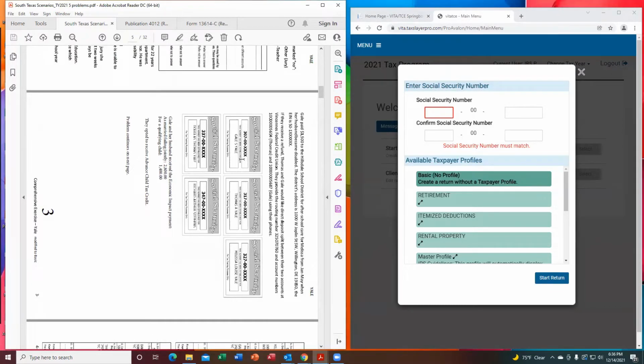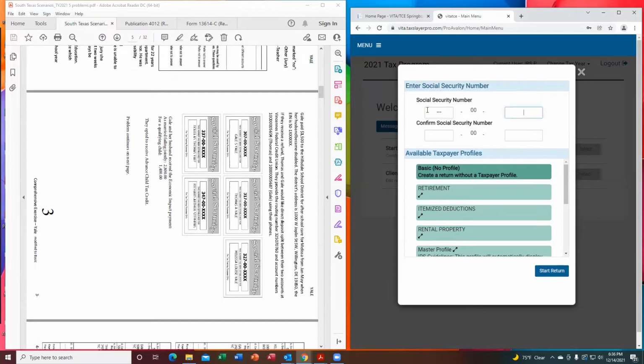In the practice lab, the middle two numbers are always 0. This allows us to not duplicate Social Security numbers or have valid ones, because real Social Security numbers do not have zeros in the middle. So I'm just going to enter the information as it appears here for Gail.